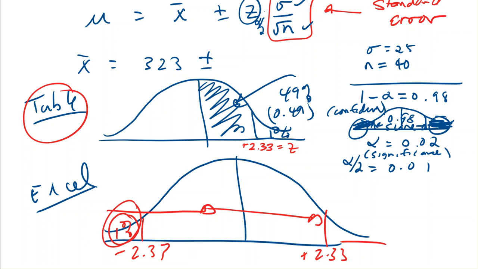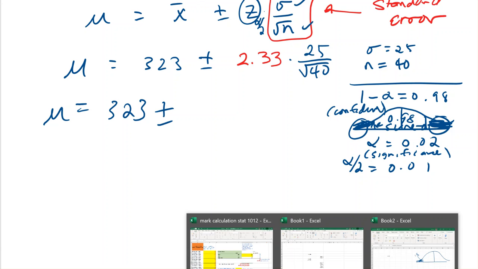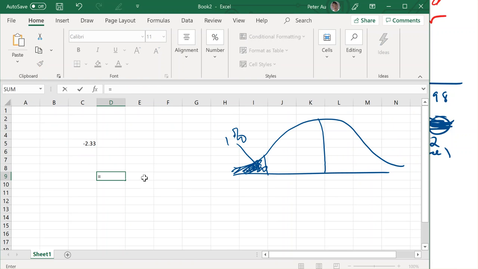So let's get back to our question. It's x bar equals 323 plus or minus 2.33 times sigma, which is 25, over the square root of 40. Let me erase the rest of this so that you can see better. So mu is equal to 323 plus or minus, and we take our calculator and compute that. Let's actually use Excel: equals 2.33 times standard deviation 25 divided by the square root of 40.